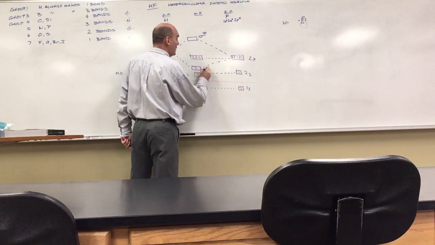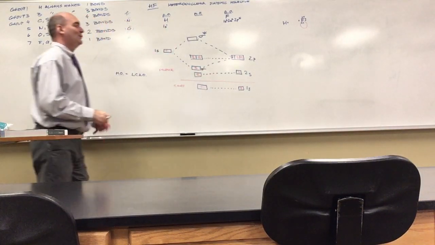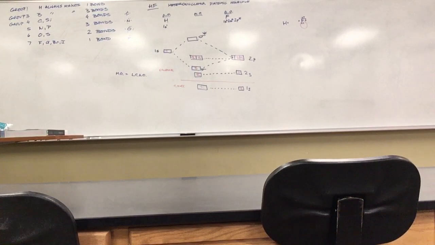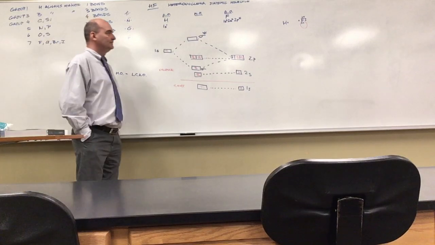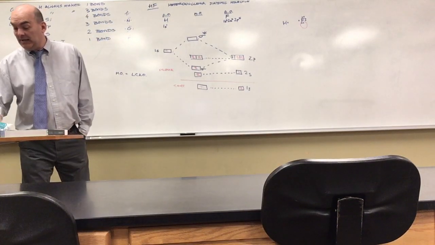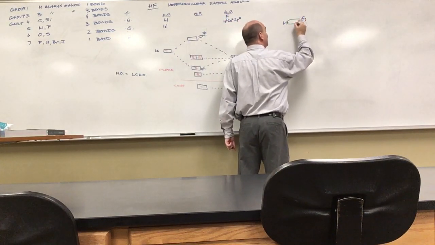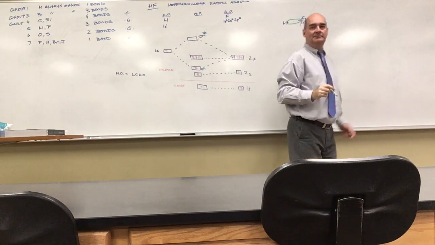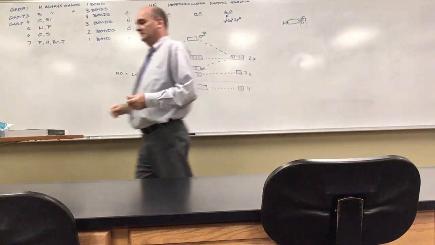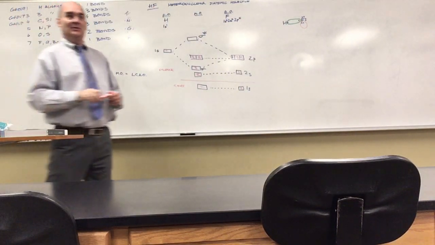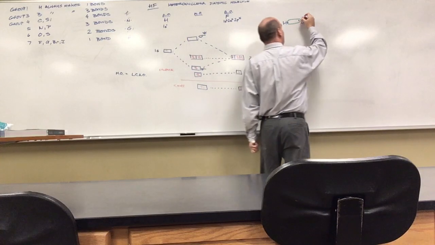All right, describe to me what this molecular orbital diagram is showing me. Only need to talk to me about the valence. What can you see? And it is the same as the Lewis structure. The Lewis structure predicted this correctly.